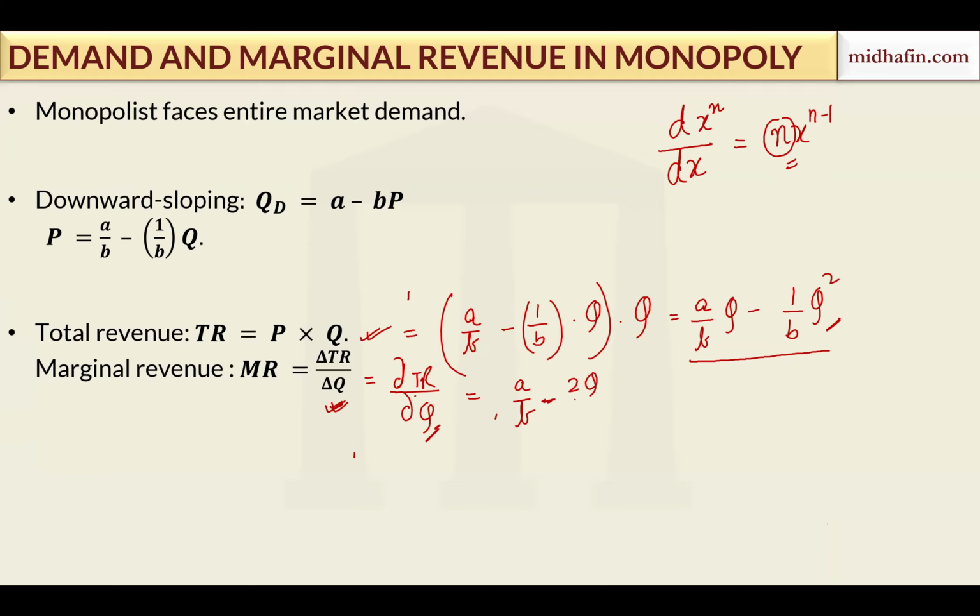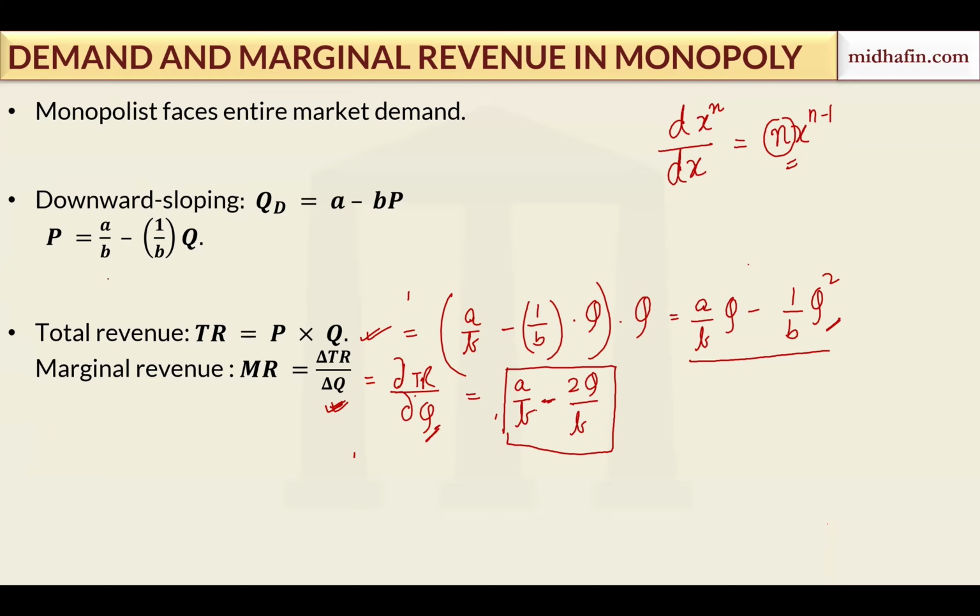And since b was a constant, it will just get replicated like this. Okay, Jashankar also remembers. Great. So this is how the marginal revenue can be calculated: A by B minus 2 by B times Q.